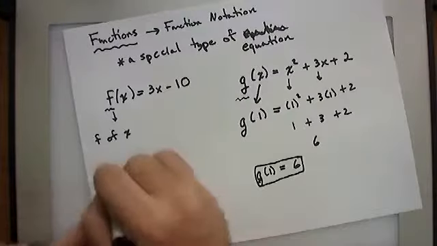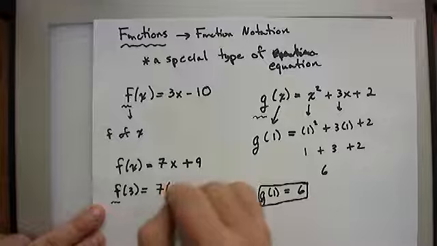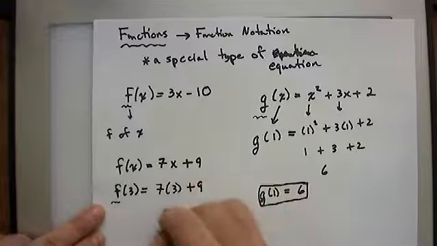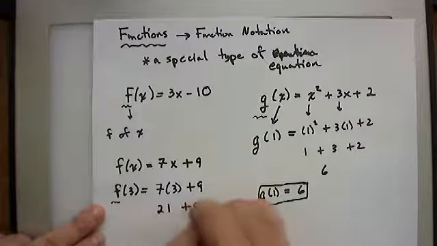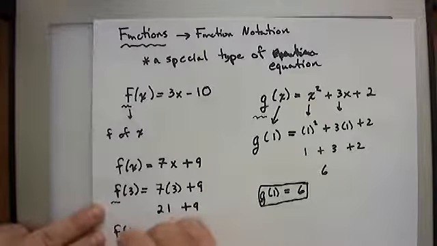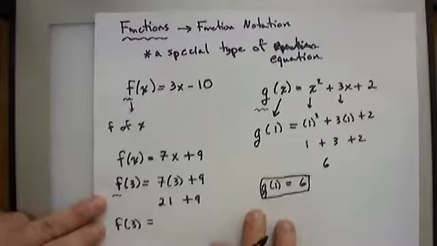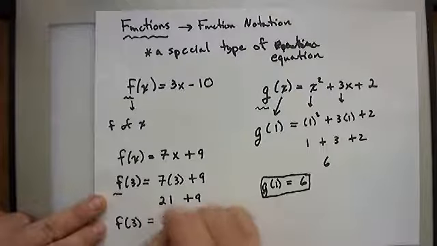So if I said f of x equals 7x plus 9, and I asked you for f of 3, think about what it is I'm asking. I'm asking you to take the function f, which is just this, and plug 3 into it for x. So it's going to say 7 times 3 plus 9, 21 plus 9. F of 3, the function, when we put 3 into it, gave us 30.